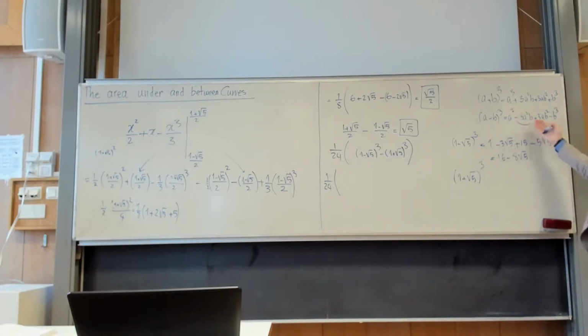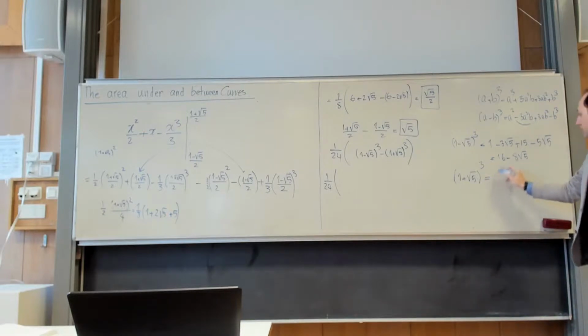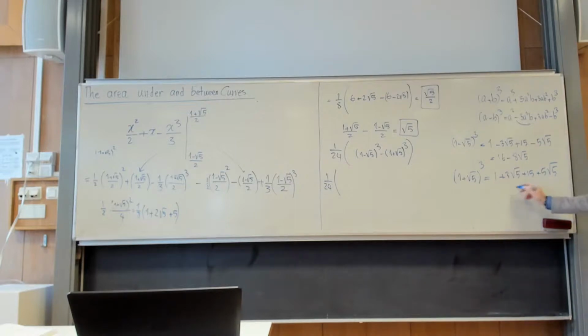What would be the difference? The numbers are exactly the same, but everything is positive now. Yes? So I don't need to calculate. It becomes 1 plus 3 square root of 5 plus 15 plus 5 square root of 5. You agree? And then what happens? It becomes 16 plus 8 square root of 5. We are done. Put it there.